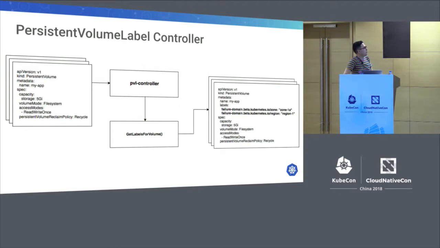The persistent volume label controller watches for persistent volumes, and then it ensures that metadata pertaining to that volume on the cloud provider is set. This is mostly for things like zone and region, which are used by the scheduler for affinity rules and whatnot.